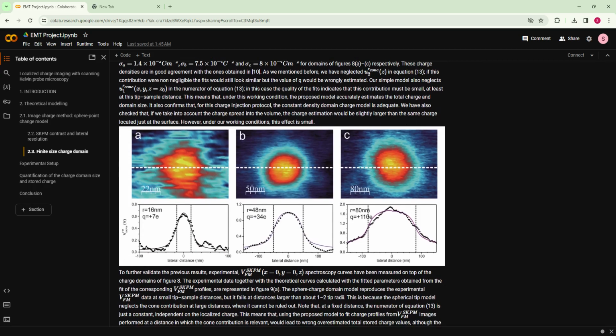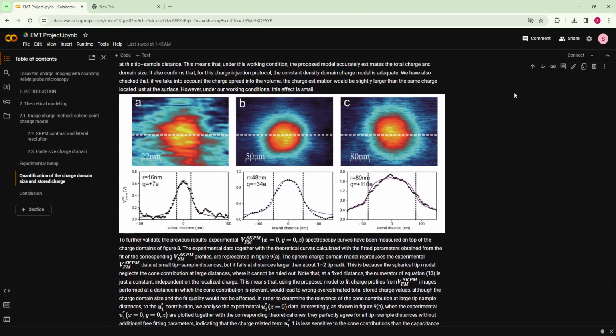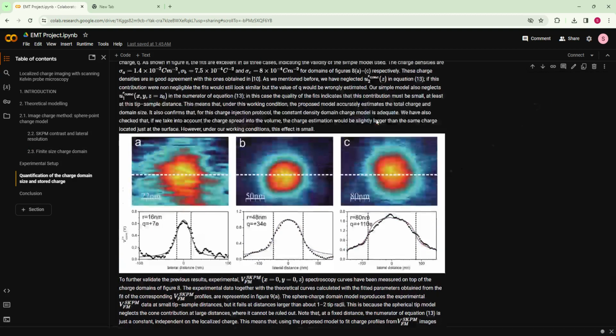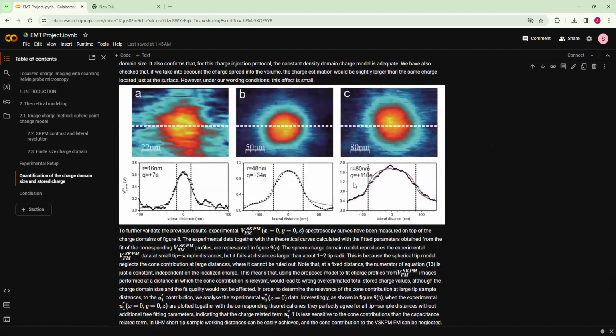If we take into account the charge spread into the volume, the charge estimation would be slightly larger than for the same charge located just at the surface. However, under our working conditions, this effect is small. You can look at the diagrams here: 22 nanometer, 50, 80.